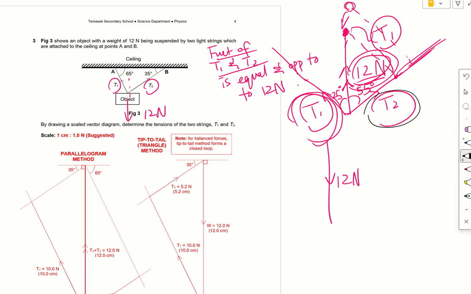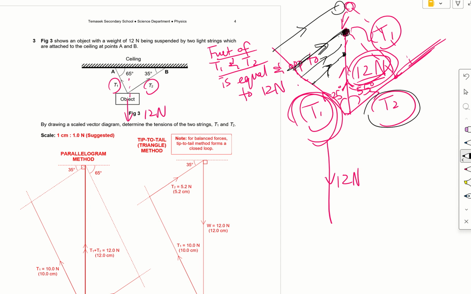Okay, you shift it in this way. So if I were to shift T2 here, I keep the direction the same. But you see, if I were to stop here, it falls short of the condition that the resultant force must be 12 Newton. And if I shift T2 here, same direction, it doesn't even meet the requirement that the resultant force needs to be 12 Newton. So I need to shift it in such a way that it actually meets this 12 Newton and at the same time keeps to the same direction.